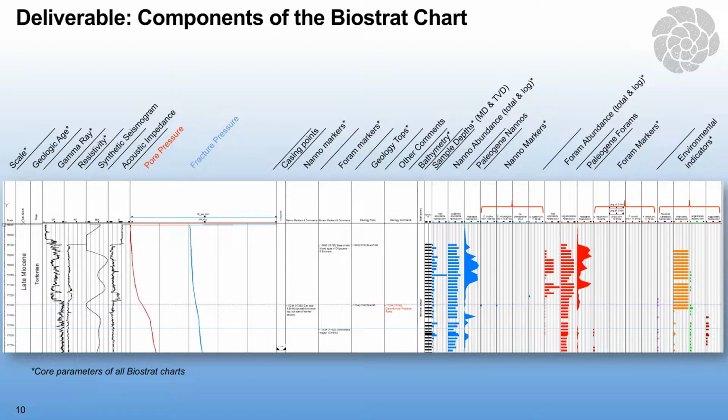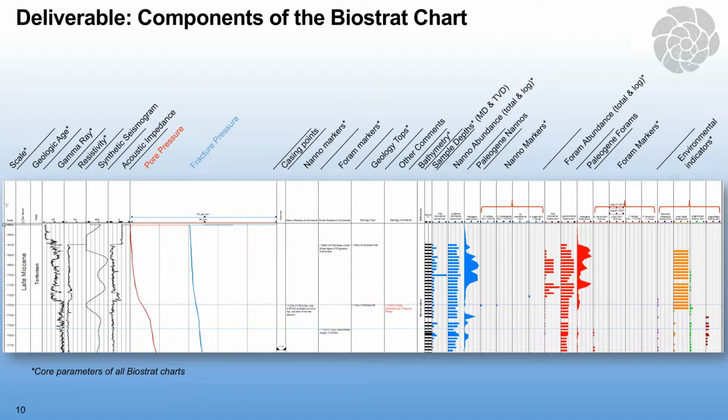Then we have casing points, several columns for various types of comments. We have bathymetry, sample depths. Nanofossil data is in blue, foram data is in red, and over here on the far right are a couple columns grouping microfossils together that have particular environmental affinities that help with depositional environmental interpretation.